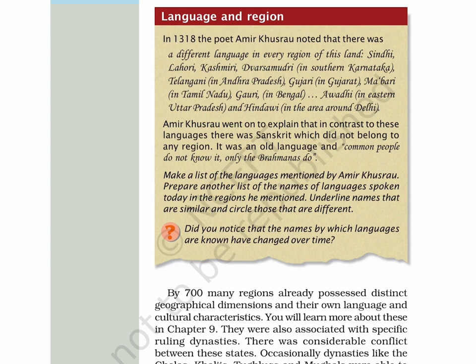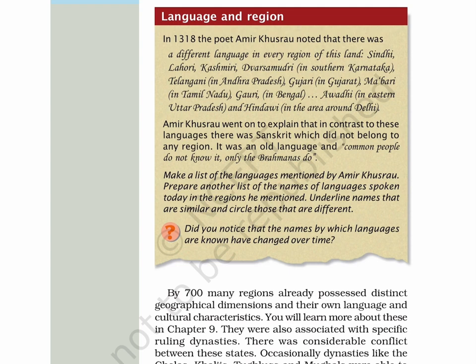Language and region. In 1318, the poet Amir Khusro noted that there was a different language in every region of this land. Sindhi, Lahori, Kashmiri, Dwara Samudri in southern Karnataka, Telangani in Andhra Pradesh, Gurjari in Gujarat, Mabari in Tamil Nadu, Gauri in Bengal, Awadhi in eastern Uttar Pradesh, and Hindavi in the areas around Delhi.